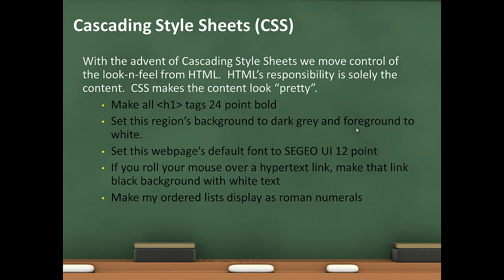Another example might be rollovers. You might want to take your mouse and roll it over a hypertext link, and as it rolls over that link, you might want to have it really stand out. Maybe have the background turn black and the foreground turn white, if you will. Or another example I'm going to be showing you shortly is, what if I want to take my ordered lists that I've created before that are numbered 1, 2, 3, 4, and I want to change them into Roman numerals? I can do that with Cascading Style Sheets.